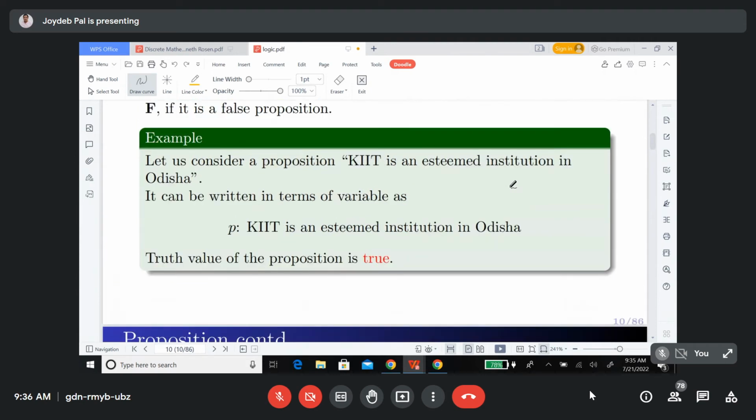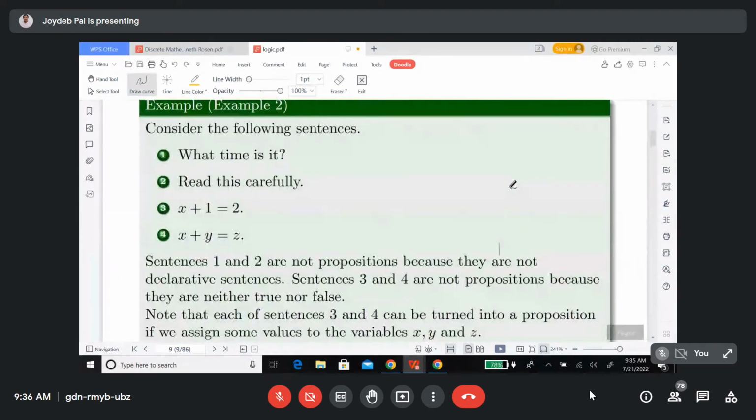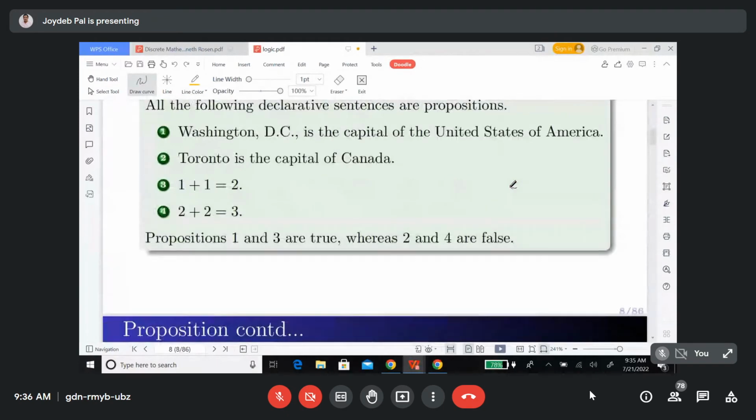Okay, sir. Like I am showing more examples here. These propositions 1, 2, 3, 4. Tell me, 1, is it atomic? Yes, sir. 2, atomic. 3, also atomic. And 4, atomic. All these propositions are atomic propositions.